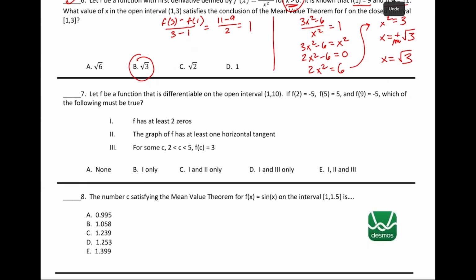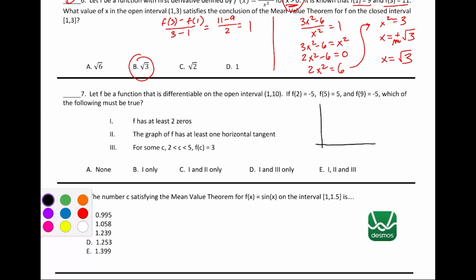Number 7 says let f be a function that's differentiable on the open interval. If f of 2 is negative 5, f of 5 is 5, and f of 9 is negative 5. Which of the following must be true? Now, before we really dig into this, I think it might be helpful to sketch out a picture just so that we can more clearly see what's going on here.